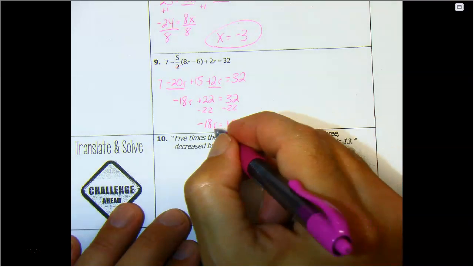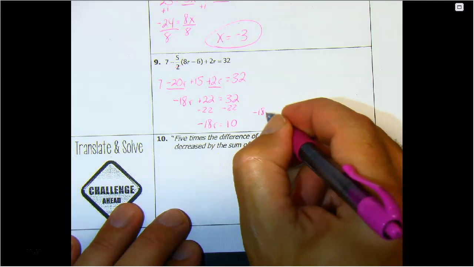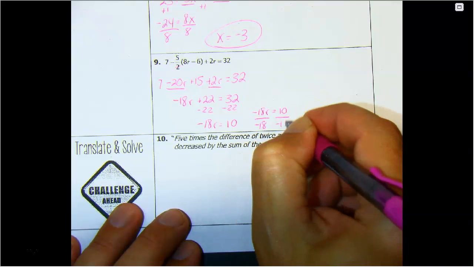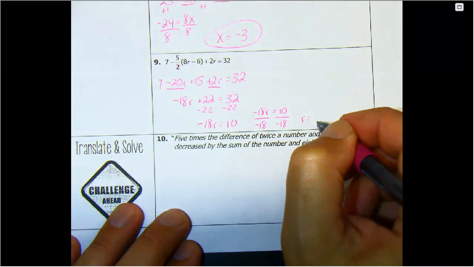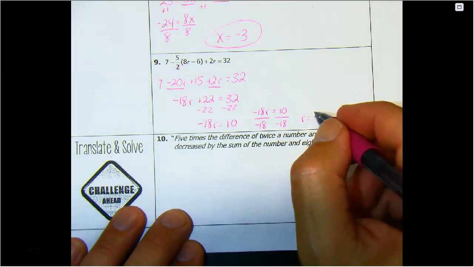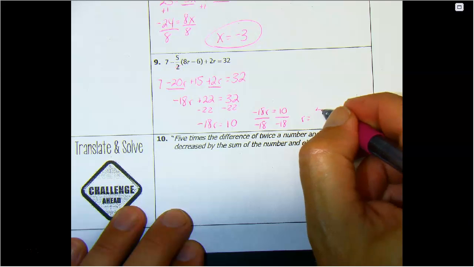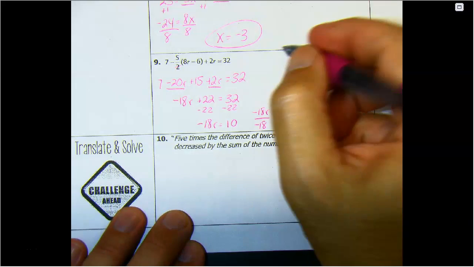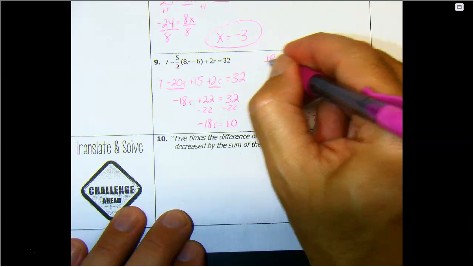And we're going to have to divide by that 18. So -18r is equal to 10. We're going to divide that -18 out. And we end up with r equals, we have to reduce 10/18. Some of us can look at that and go, oh, 2. So 5 and -5/9.